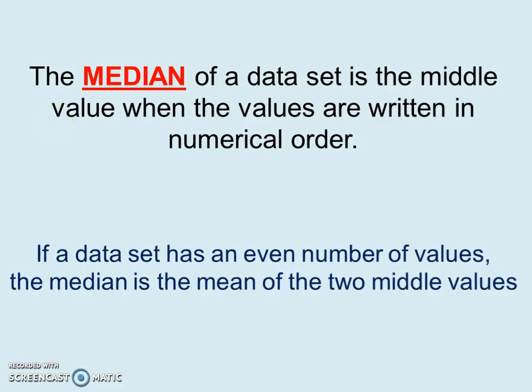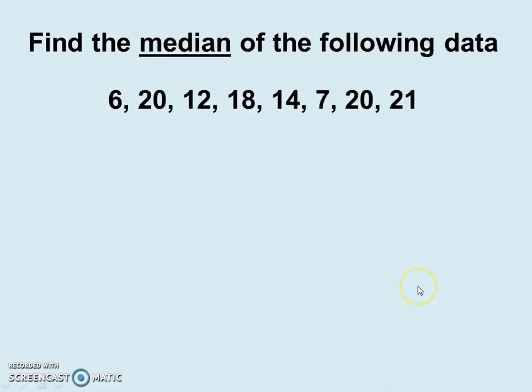Okay, now if a data set has an even number of values, that means there's going to end up being 2 numbers in the middle. And so the median is going to be whatever is halfway between those two, which you can easily find by finding the mean or the average of whatever 2 numbers are in the middle. And I'll show you what that looks like in this example.